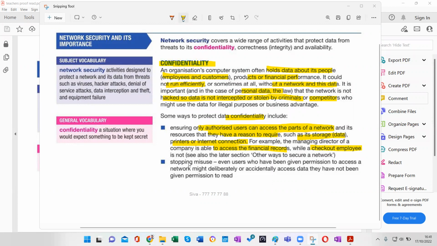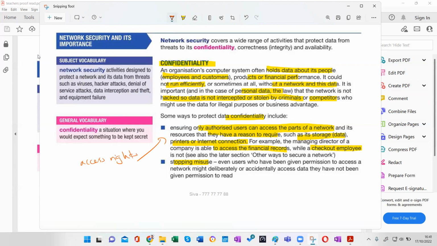See also later section. Yeah. Stopping misuse. So one thing is how can you maintain the confidentiality of information in your network, which is part of network security, allowing only the authorized people to access the network, and also controlling the access. This is where access rights come in. This can be done using access rights. Write these things, okay? Access rights.